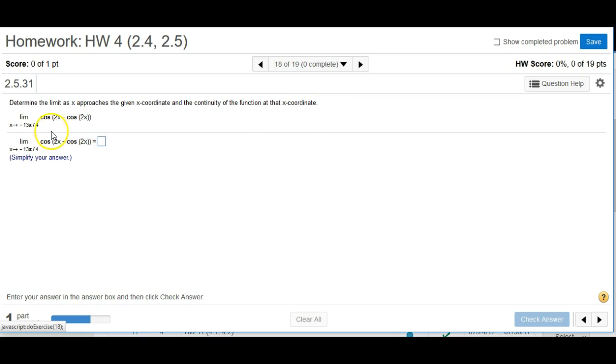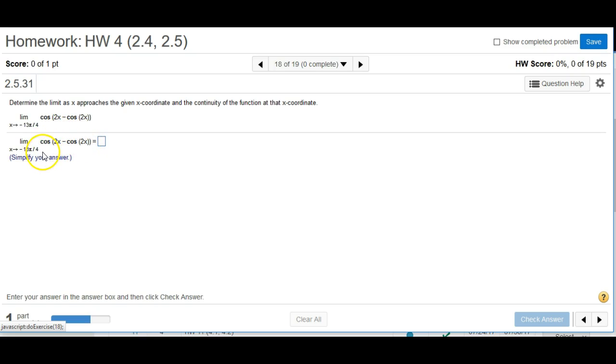So the limit as x approaches minus 13 pi divided by 4 of the cosine of 2x minus the cosine of 2x. Okay, so the first thing you want to think about when you evaluate this limit is cosine itself is a continuous function. So we have a composition of functions, which allows us to bring the limit inside the cosine here and evaluate the limit of this guy.